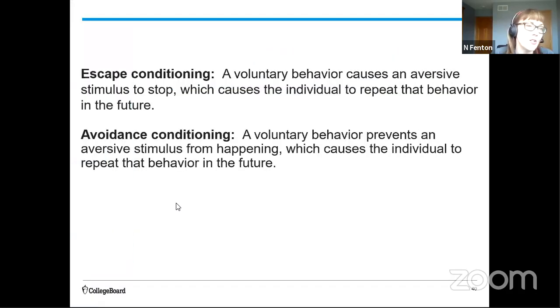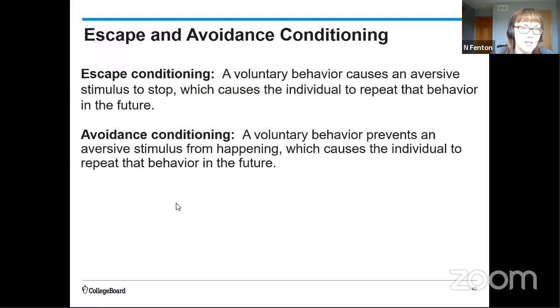So you might see these terms as well with escape and avoidance conditioning. With escape conditioning, it's a voluntary behavior that causes an aversive stimulus to stop, right? And you learn this, and so you repeat that behavior in the future. So if you are a runner and you run really long distances, or you go for really long bike rides, you might find that after you're done running you feel a bit dehydrated and maybe have a little bit of a headache.